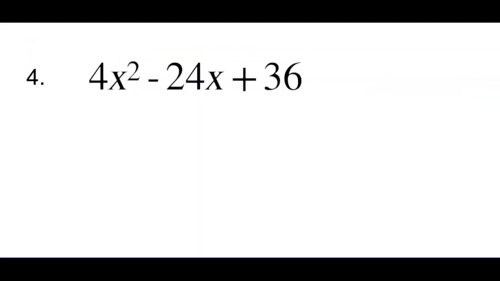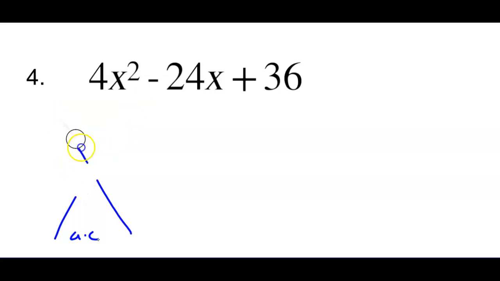So how would I do this? Is it in the right order? Yes. What's my box? What's my diamond setup? So my A times C goes down here. So 4 times 36 is what? 4 times 36. Oh, wait. Look. I didn't even follow my own rules.